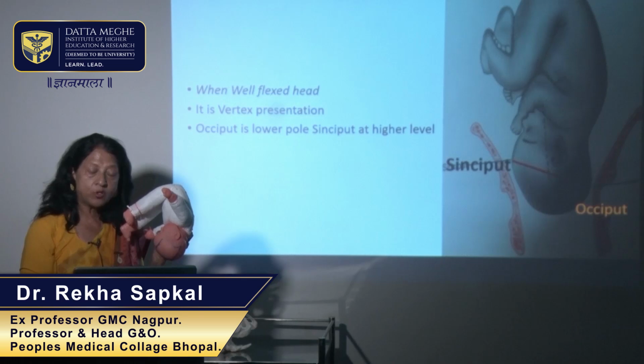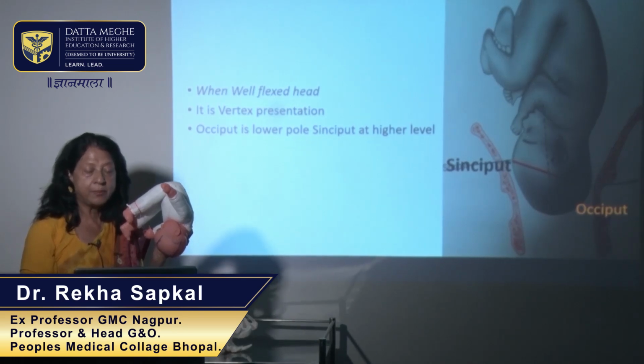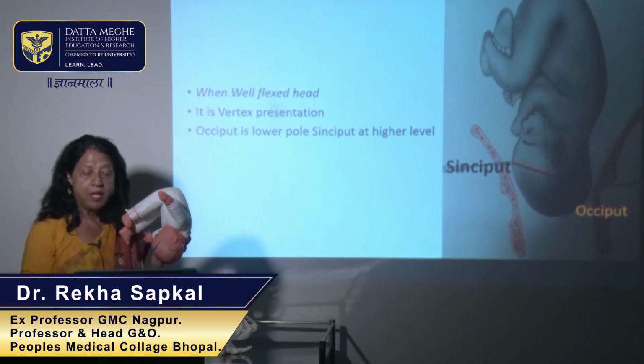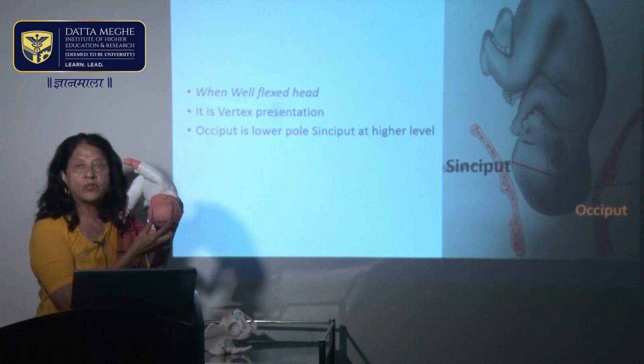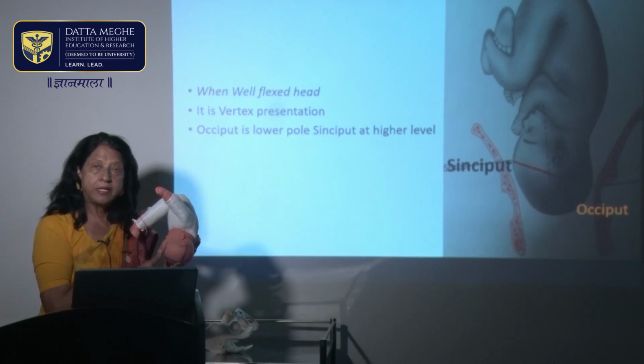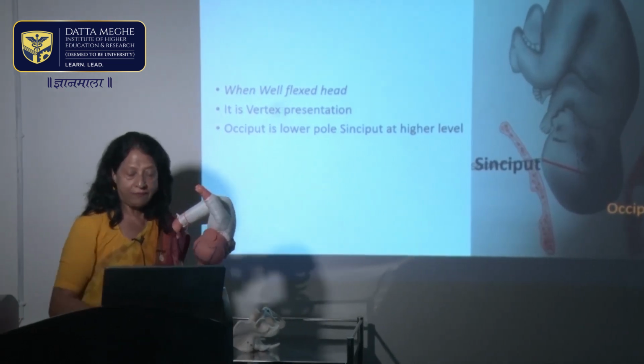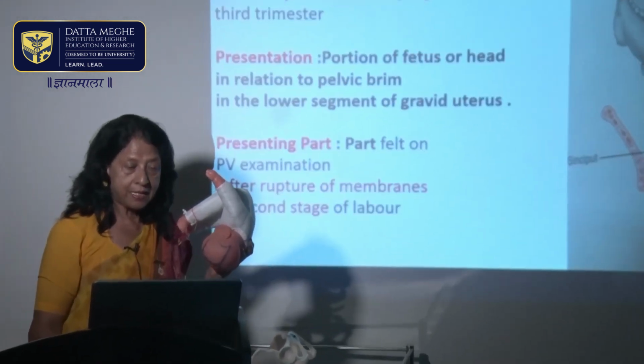When the head is well flexed, the occiput is at a lower level and the sinciput is at a higher level. When the occiput is at a lower level, naturally the nearby posterior fontanelle is felt on PV, and that is how we make out that it is a well flexed head on per vaginal examination.